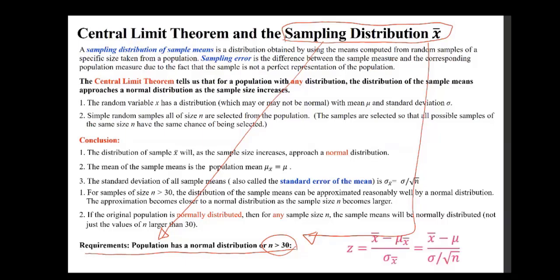So Z is X bar minus mu of X bar over sigma of X bar. Now the numerator is the same, X bar minus mu, makes no difference. But the denominator, sigma of X bar, is sigma over square root of n. So let's see if we can do a question and see how things go.